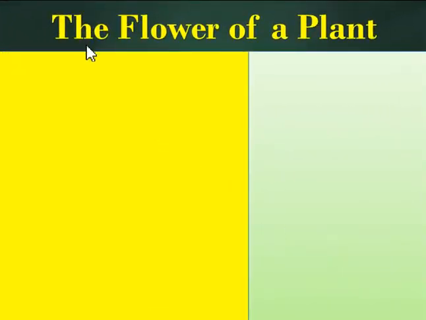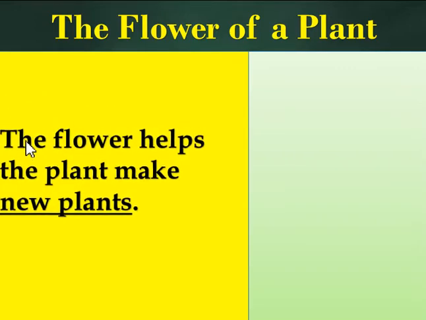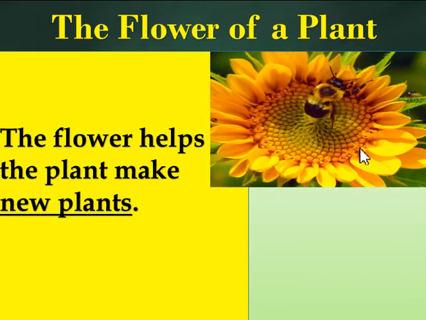Okay, next. We proceed to our lesson about the flower of a plant. Everybody, repeat after me. The flower helps the plant make new plants. Again, the flower helps the plant make new plants. Like this one, because most flowers have seeds inside, so they can make new plants.